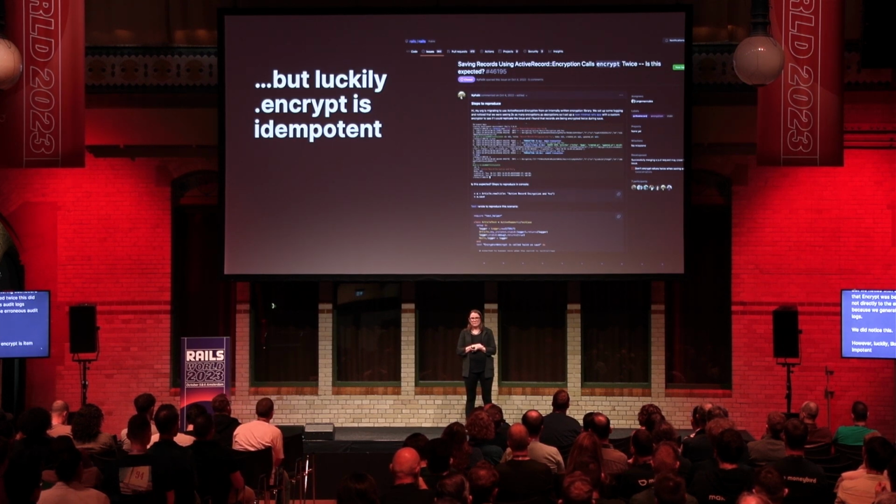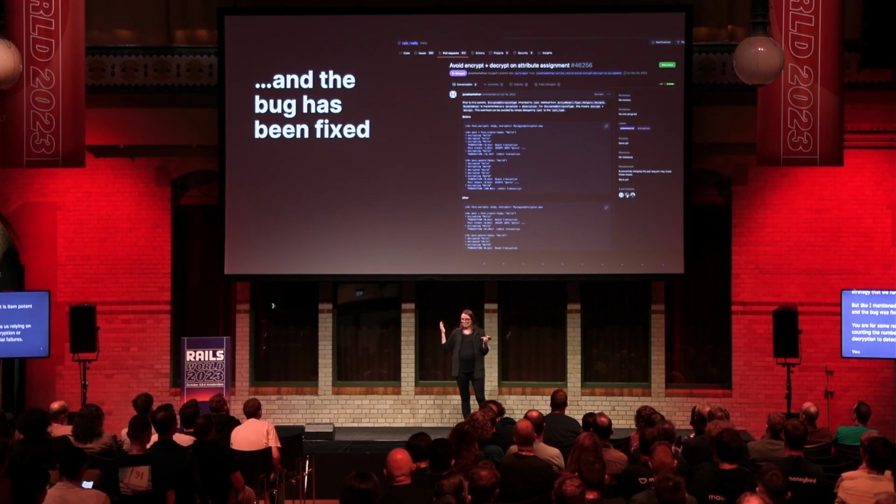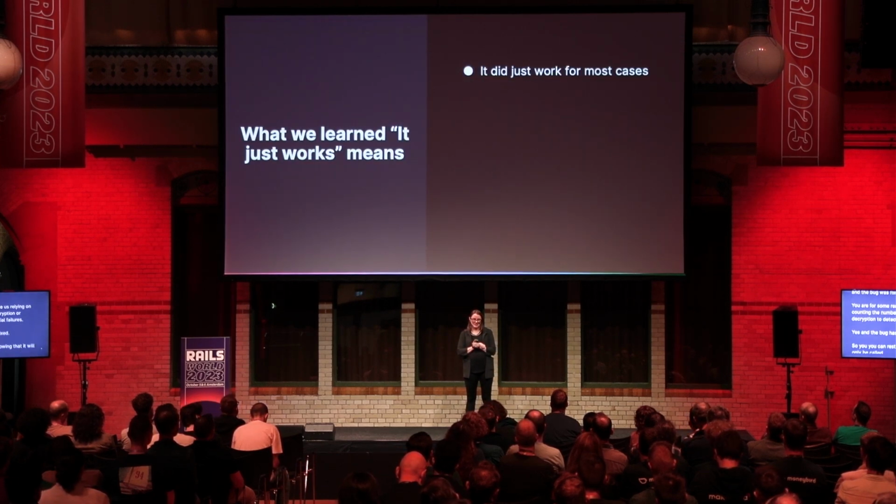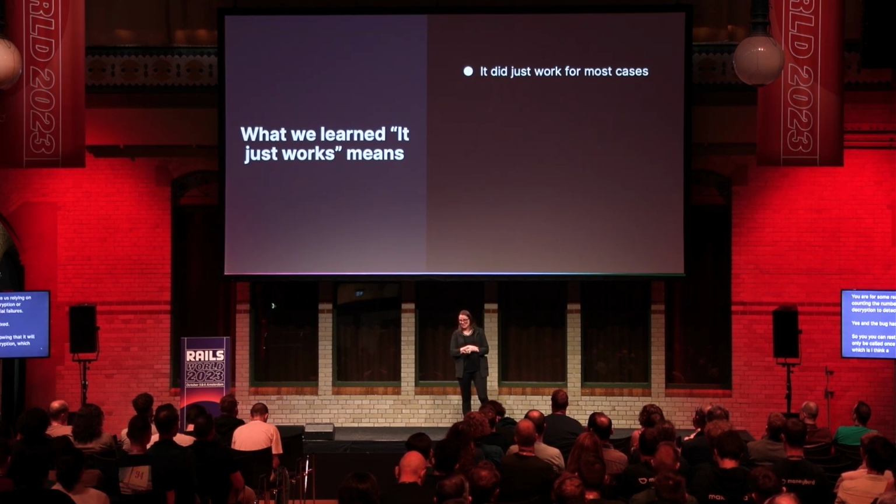There is a 35-second period where I was extremely ill, thinking that we had double encrypted records and thinking, oh my goodness, how are we going to find out which ones are double encrypted and how are we going to decrypt them and set them back to the standard single encryption strategy that we have? But like I mentioned, encrypt is idempotent, and the bug was fixed if you are, for some reason, like us, relying on counting the number of encryptions or decryptions to detect potential failures. Yes, and the bug has been fixed, so you can rest well knowing that it will only be called once per encryption, which is, I think, a really good and appropriate number of times for it to be called.